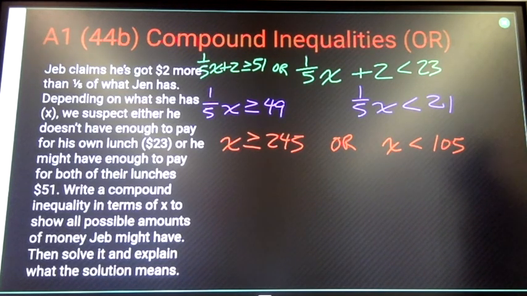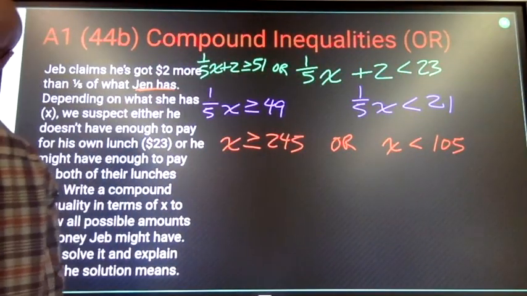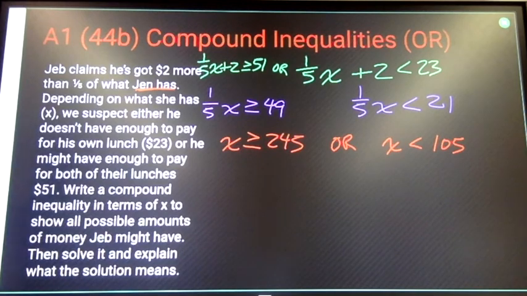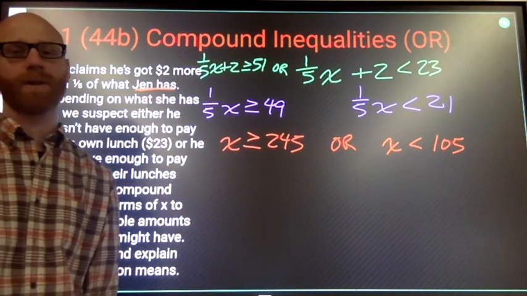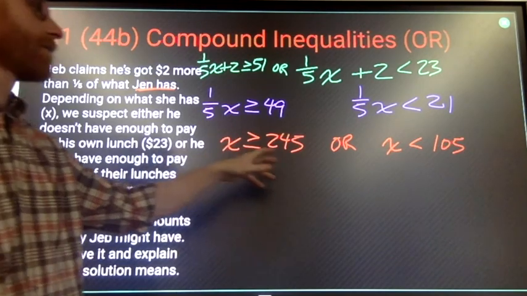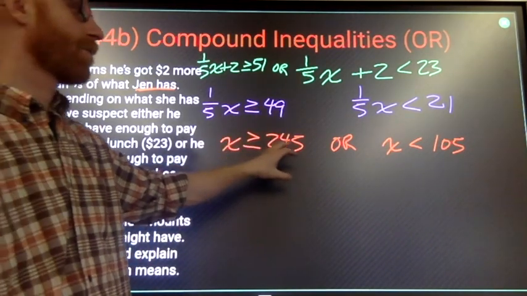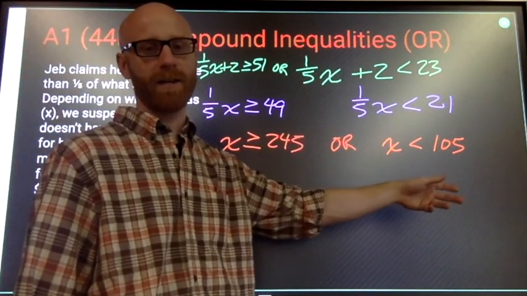What is X? What does the problem say X is? X is what she has, what Jen has. So this means Jen's either carrying $245 with her or more. Or if she's not carrying $245 or more, then she must have less than $105 with her.